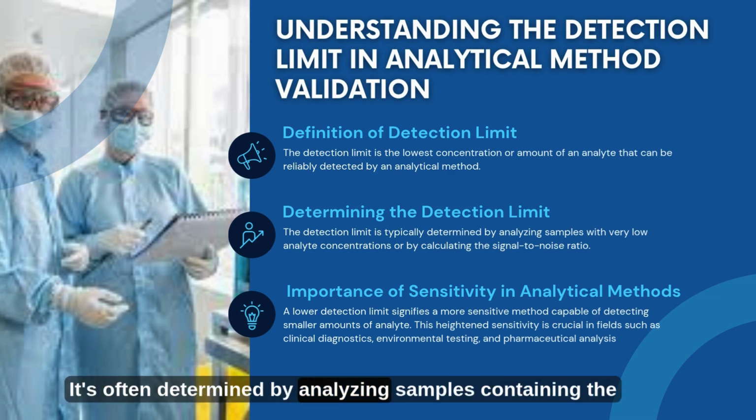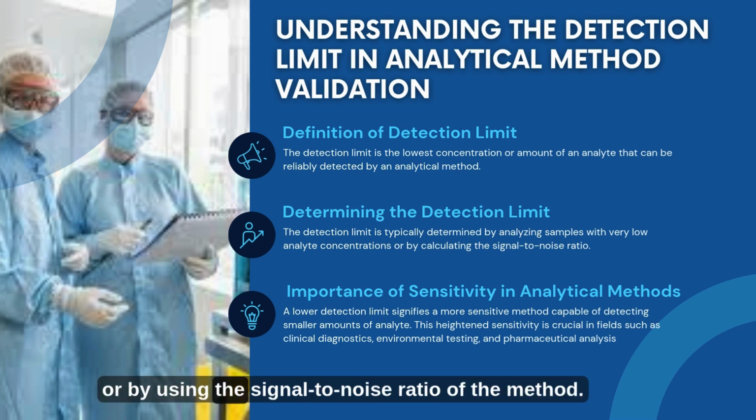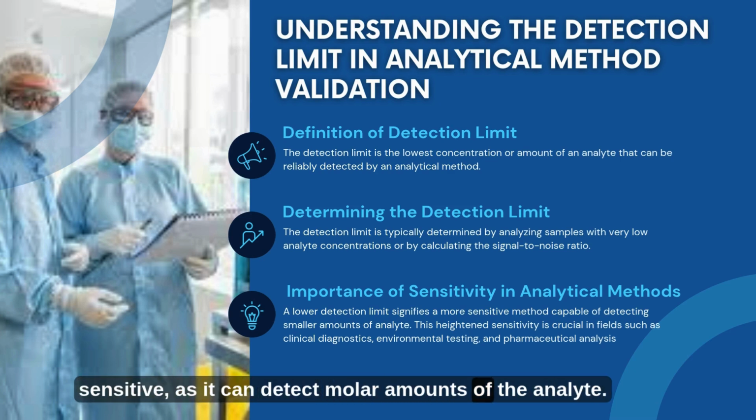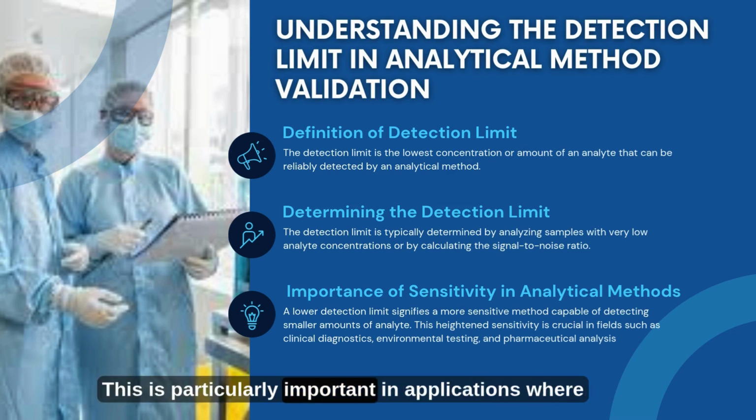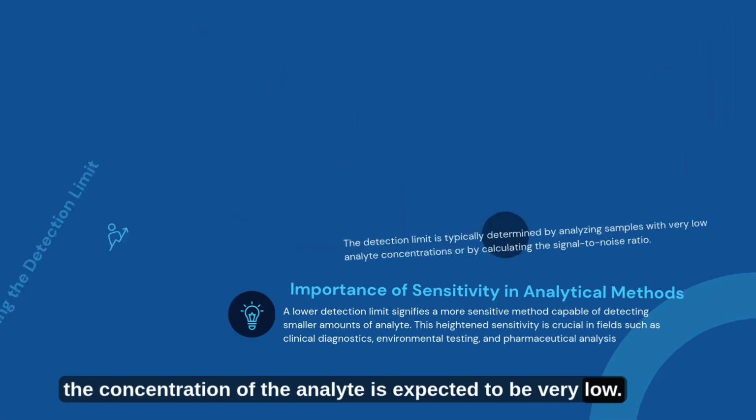It's often determined by analyzing samples containing the analyte at very low concentrations or by using the signal-to-noise ratio of the method. A method with a low detection limit is considered more sensitive, as it can detect smaller amounts of the analyte. This is particularly important in applications where the concentration of the analyte is expected to be very low.